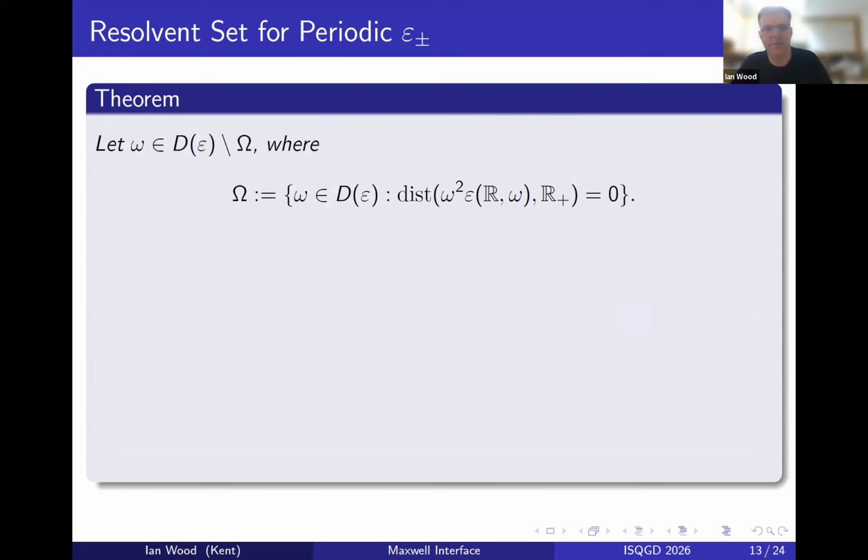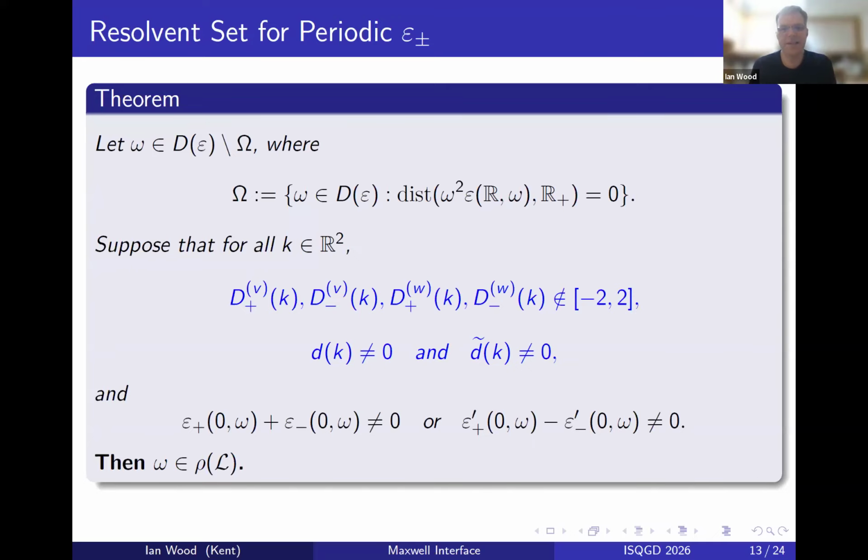Okay, so now let's get round to some results. First of all, I'm going to start with the resolvent set. So we first have to exclude a set that we actually haven't looked into in detail, that we can't say anything about at the moment. This consists of the omegas where essentially this function omega squared epsilon gets arbitrarily close to the positive real axis. So we have to exclude that.